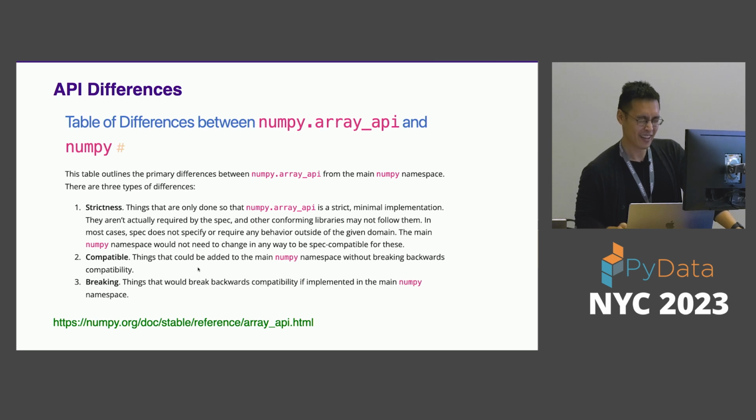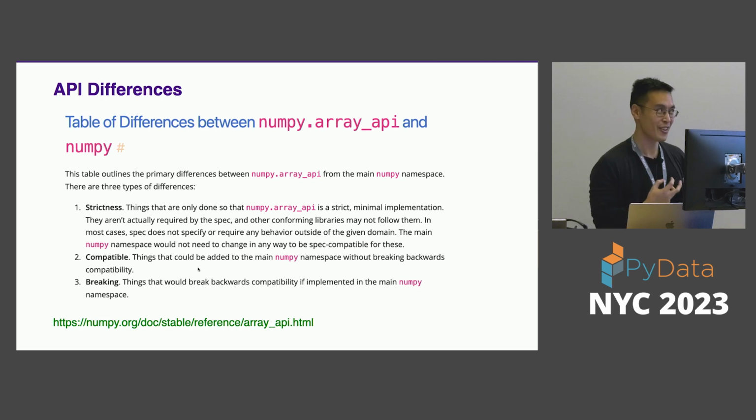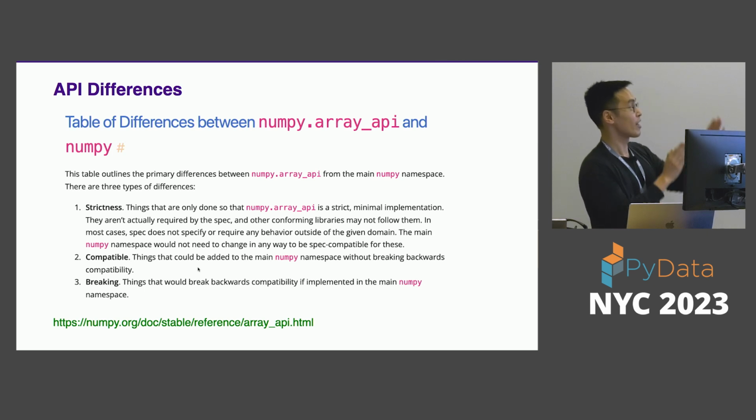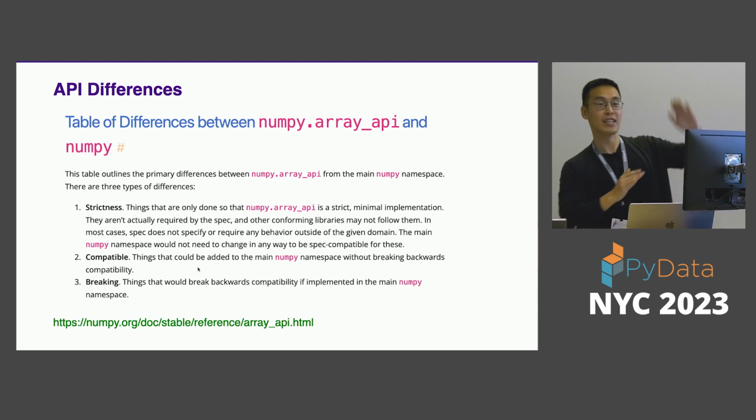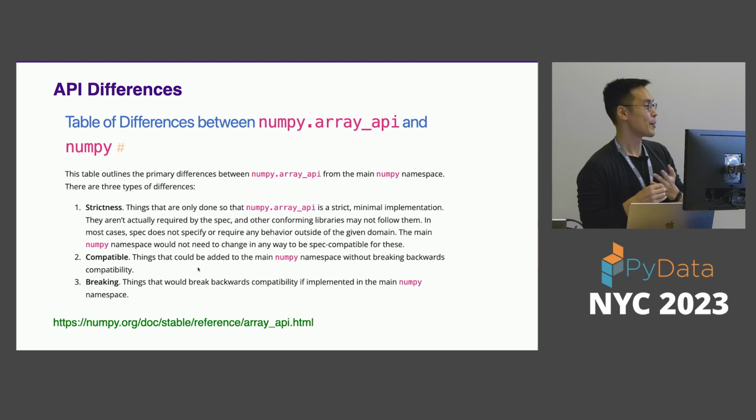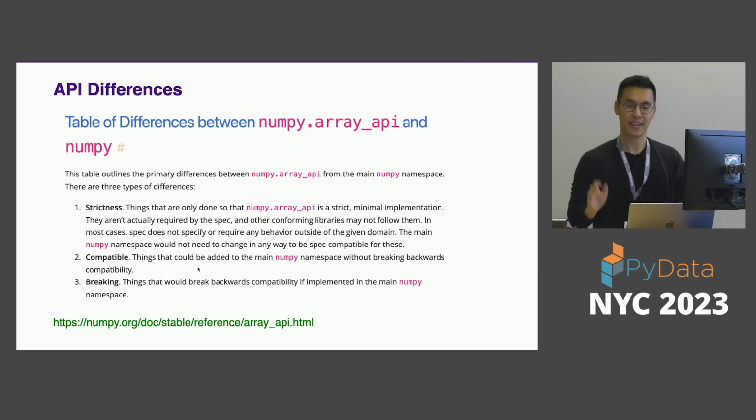Okay, I went through a few of the differences that I think are important. There's a lot. There's a great page about this on the NumPy docs. If you want to look at the difference between the array API standard and NumPy, this is what you have to look into. It's a really long page. It's very well written. It gives you all the differences.